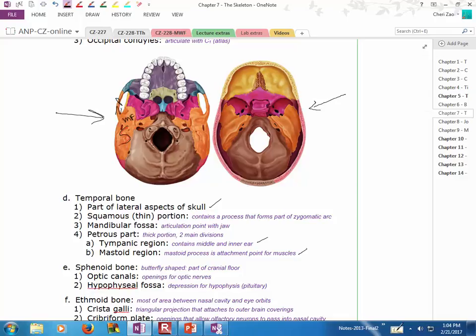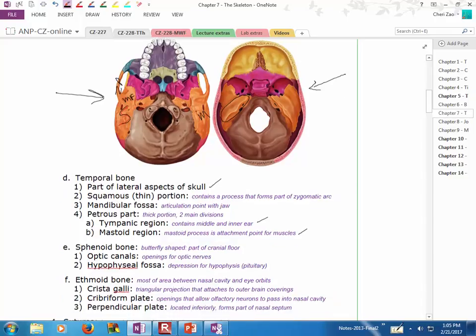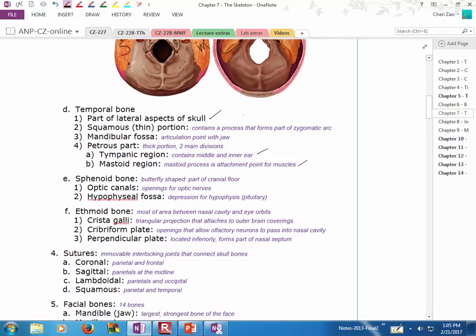And so when we talk about the petrous portion, what we are referring to here is, remember, the mastoid process in this area, and then the tympanic region is referring to all of that portion of the bone. So the largest part of the petrous portion of the bone is actually internally located. The mastoid process, as you will learn, is a very important attachment site for various muscles of the neck.